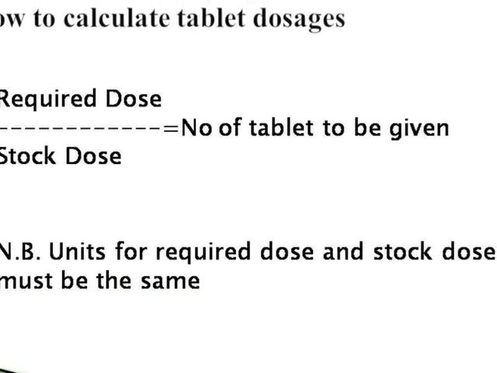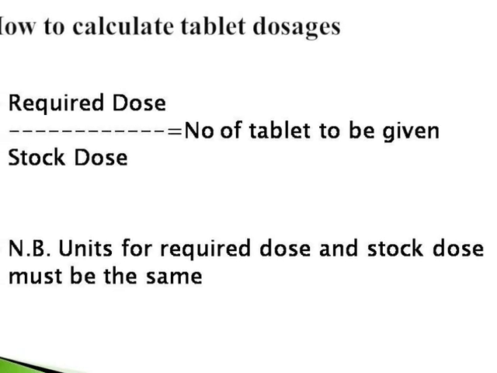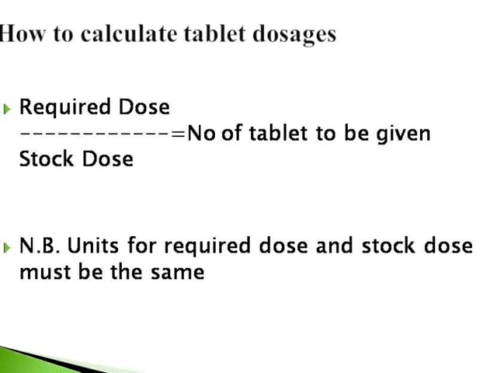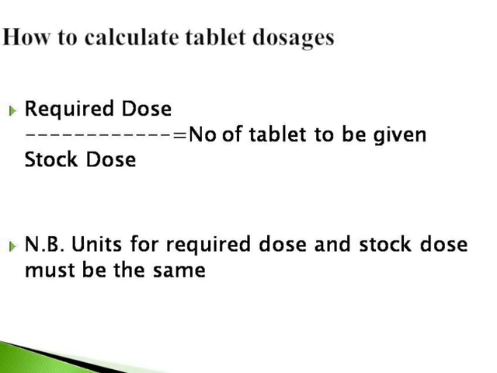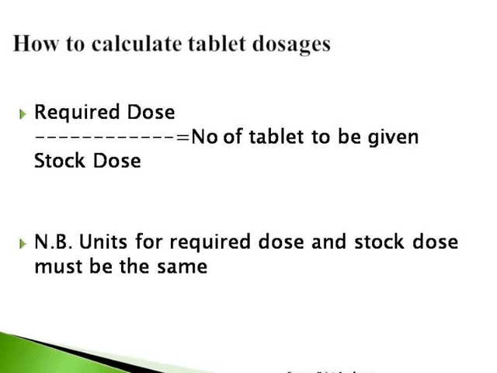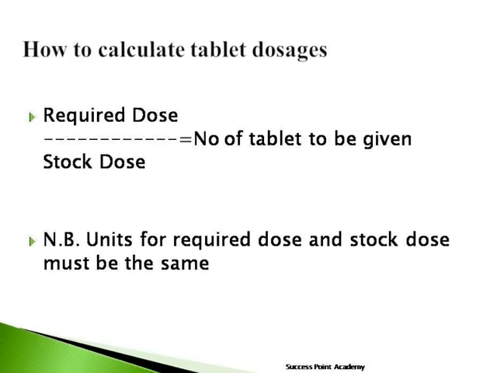The formula for calculating the tablet dosage is required dose divided by stock dose. Here the required dose is what the doctor ordered, and the stock dose is what we get from the pharmacy. Before division, you must note that the required dose unit and stock dose unit must be the same.